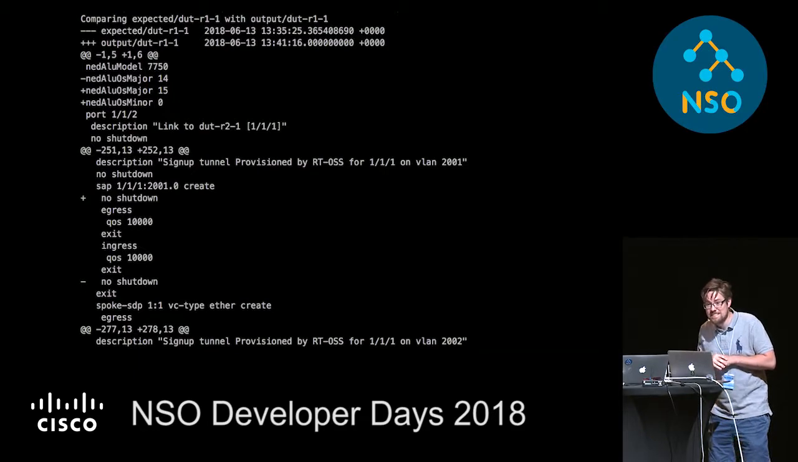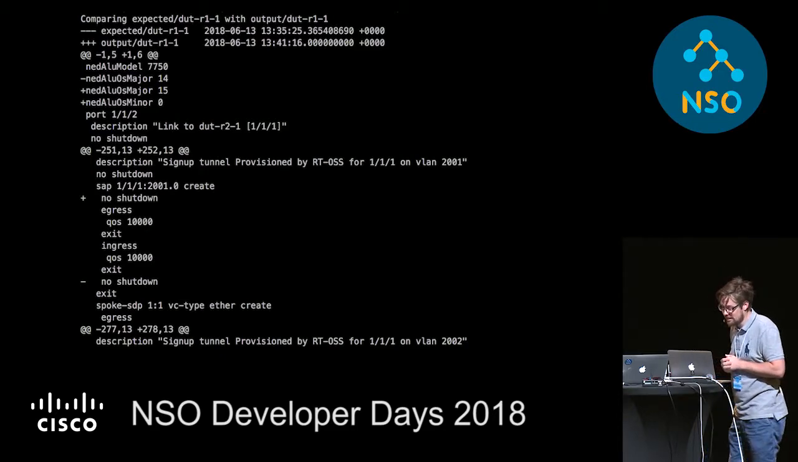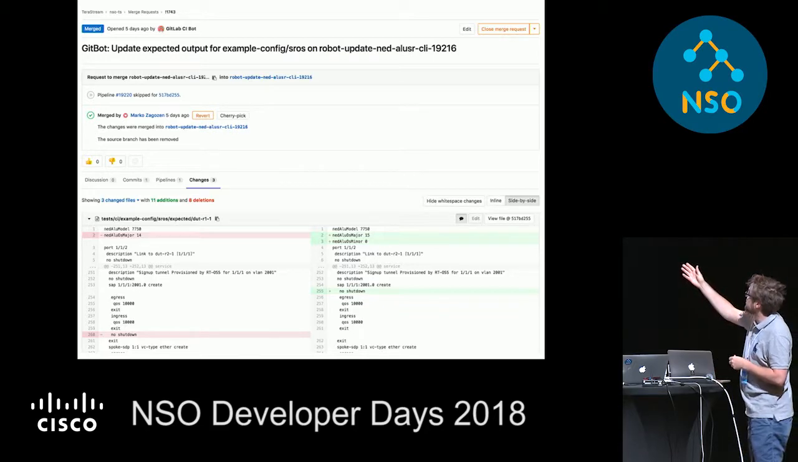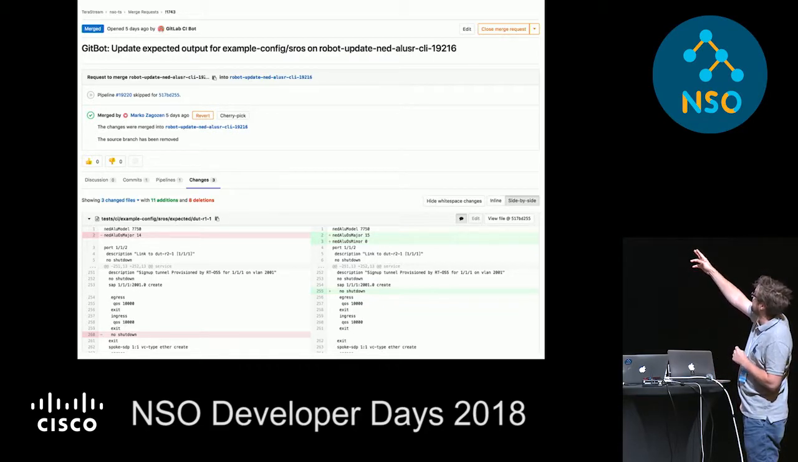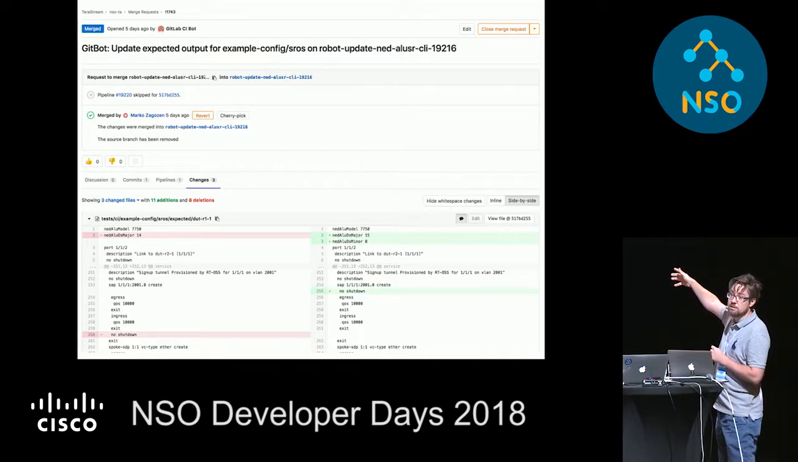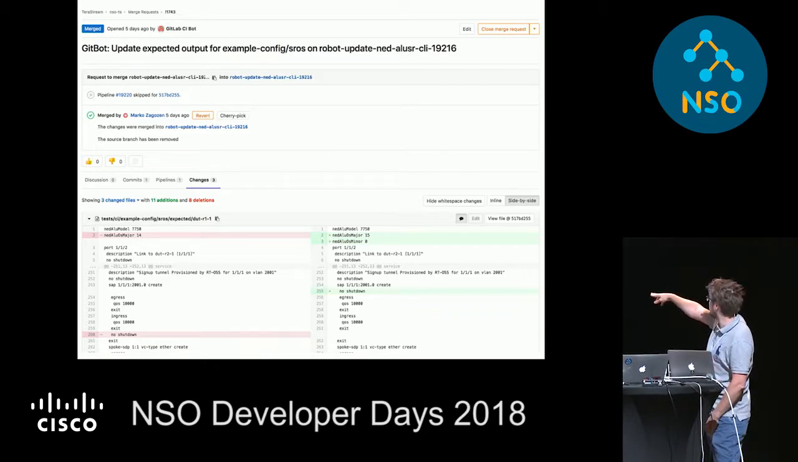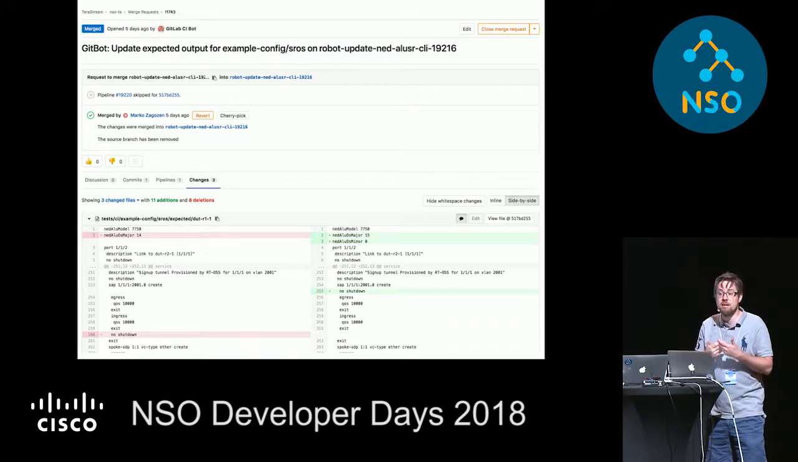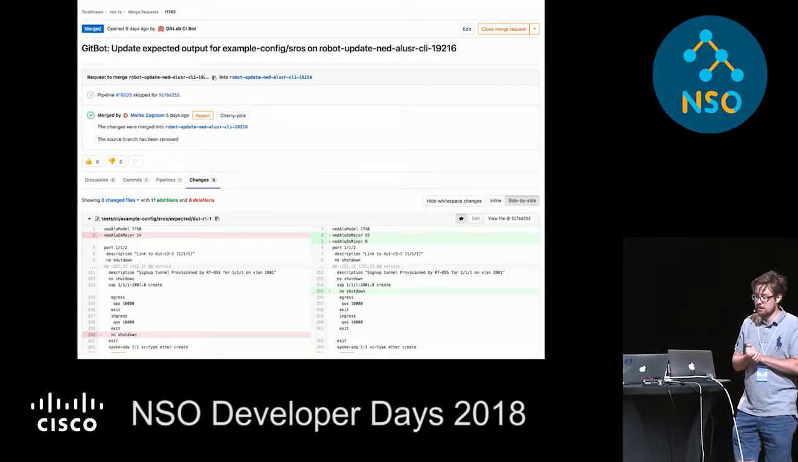Manually updating these expected output files is of course boring and tedious, which is why we've automated it. So like anything else, this will open up a merge request for us. So it says git bot update expected output for example config SROS on that branch. And this is what it wants to change, right? So it wants to move, you can see there the no shutdown on the left wants to move up there on the right side. And this means that any change in the configuration output of NCS becomes very explicit to you. So I think this is a very nice thing to have.